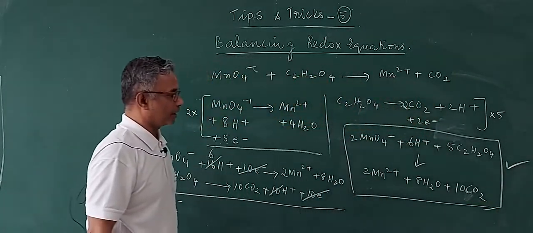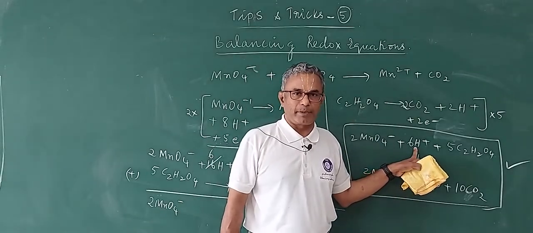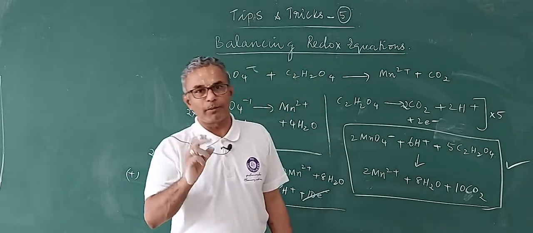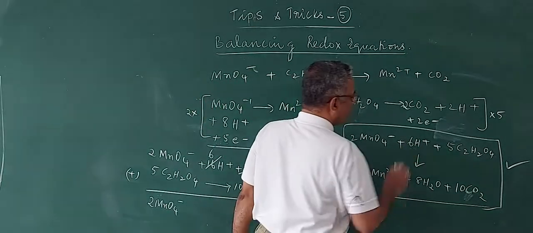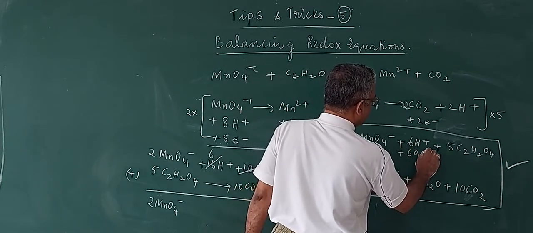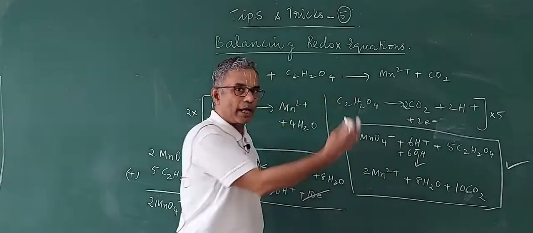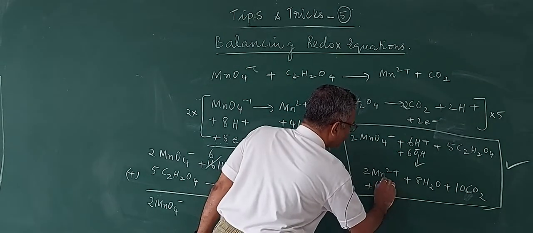This is a balanced equation in the acidic medium, because this is containing H plus, therefore, this is balanced in acidic medium. As I told you, if you want to balance this in alkaline medium, what you have to do is you have to add OH minus. So, here you have 6H, therefore, you have to add 6 OH minus on this side. Since it is a balanced equation, you have to add on both the sides. So, here also you have to add 6 OH minus.